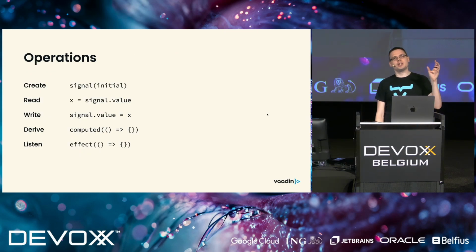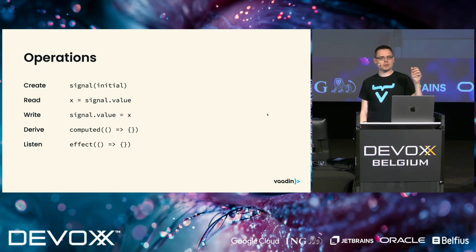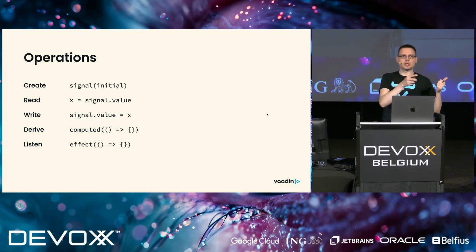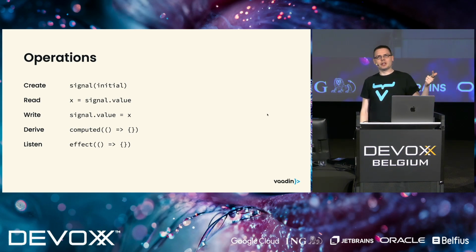So with signals, you got 5 basic operations. You create a signal. I did that with the signal function. Or if you're inside a React component, you use the hook version, use signal instead. I read it with just reading the .value property, write it with assigning the .value property, computed function to create a derived signal, and then an effect function with a callback to listen to changes to whatever signals you have.